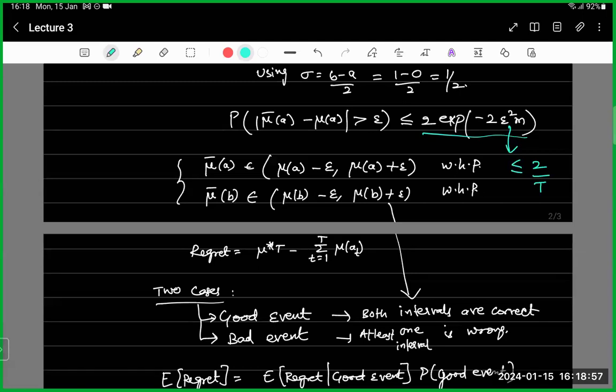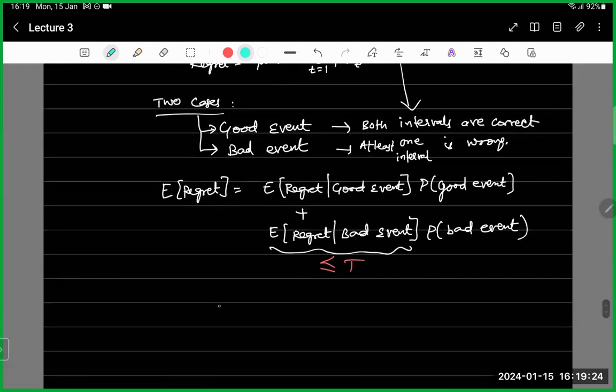Is it clear for everyone? This is the probability that one arm will go wrong. What is the probability that one of the two arms will go wrong? This is less than or equal to the probability that arm A goes wrong plus the probability that arm B goes wrong, which is like 4 into exp of that. Maybe we can take that to be less than or equal to 2 by T.